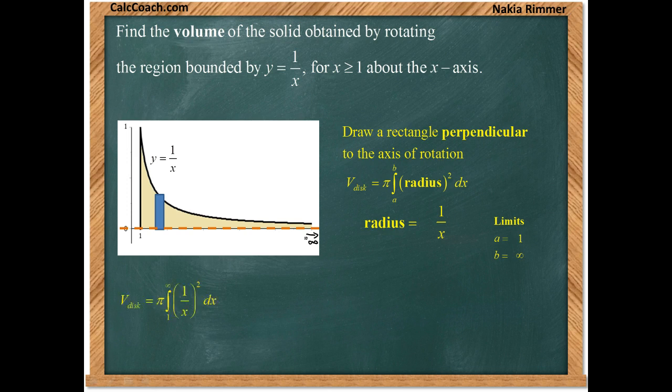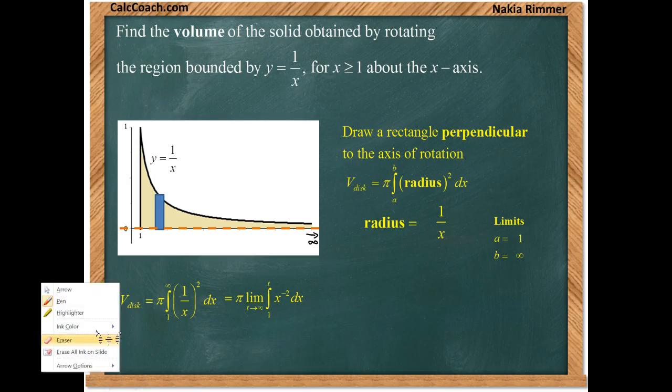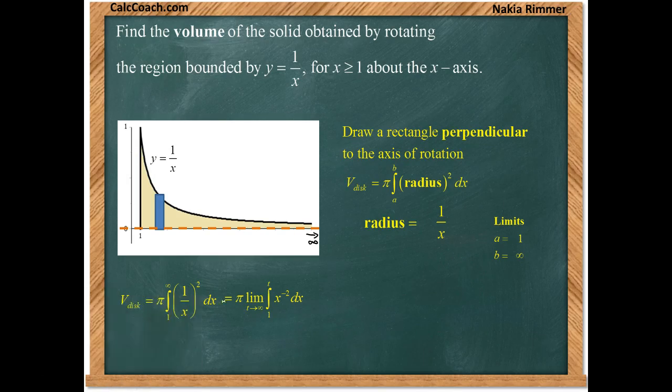So we have the volume to be pi times the integral from 1 to infinity of 1 over x quantity squared. Well, that's just 1 over x squared. And to integrate that, we have to think about it as x to the negative 2, so that we can use the power rule in reverse to find the antiderivative as x to the negative 1 over negative 1, better written as negative 1 over x.